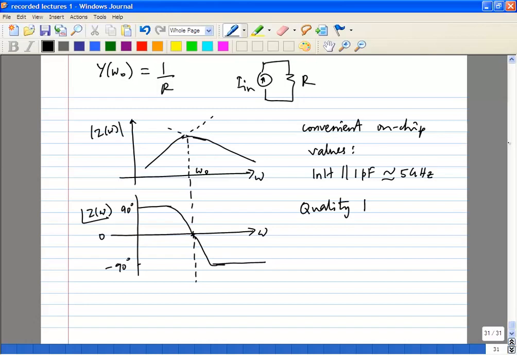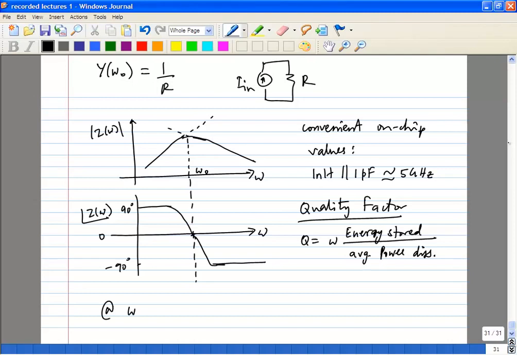Now we'll also define what is called the quality factor of the resonant circuit. The first physical definition is Q is omega times the energy stored divided by the average power dissipated. Now what do we know? We know that at omega naught, V out is I in times R. What does that mean?